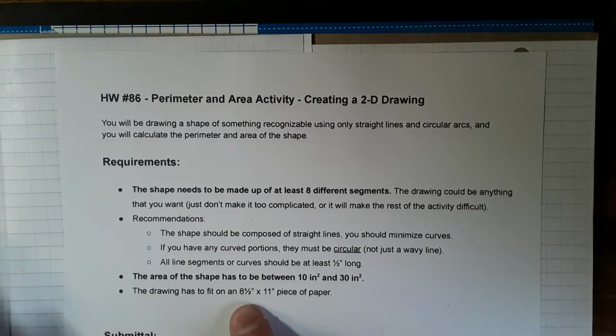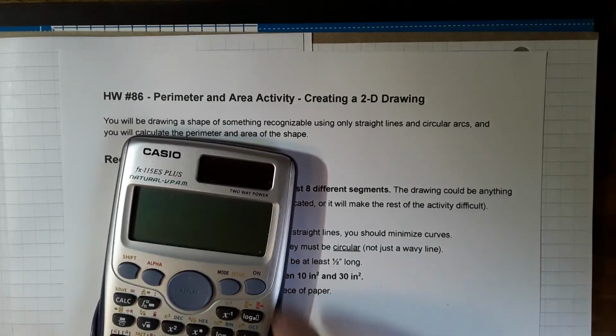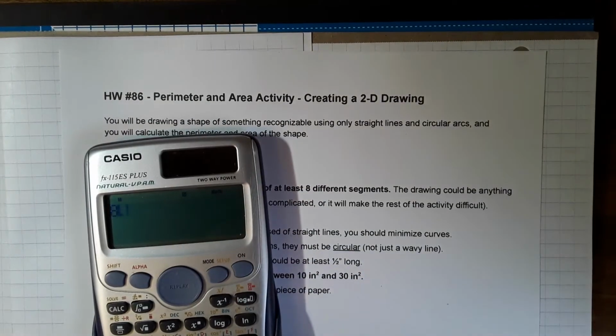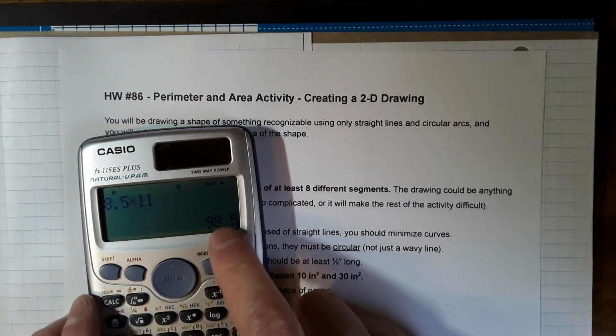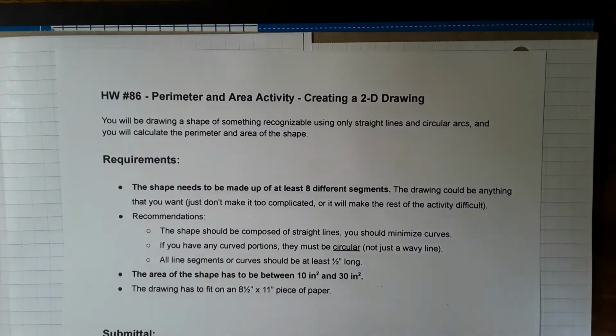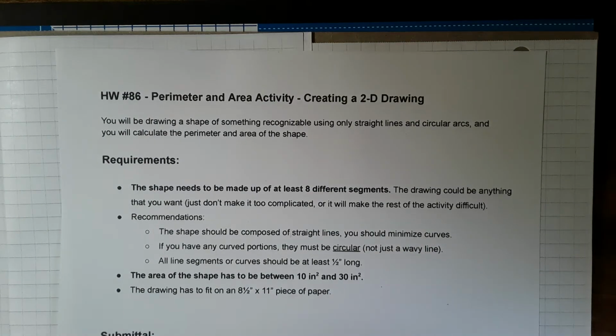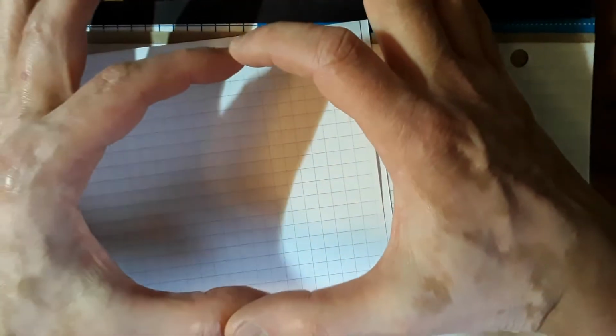It has to fit on an 8.5 by 11 piece of paper. 8.5 times 11 is about 93 square inches. So a full piece of paper is about 93 square inches. So the biggest you could make it is 30. The biggest you could make something is a third of a page. So it should be, I don't know, maybe about this big.